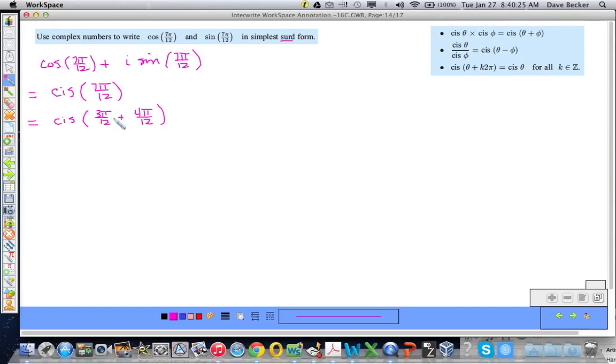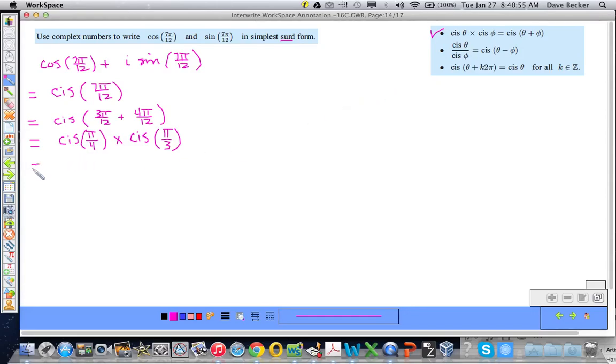3 pi over 12 is pi over 4, 4 pi over 12 is pi over 3, and we know the cosine and sine of those, and if you don't, you better find out. Well, that is equal to cis pi over 4, 3 pi over 12, times cis pi over 3, 4 pi over 12. Why? Because of this little doohickey right here.